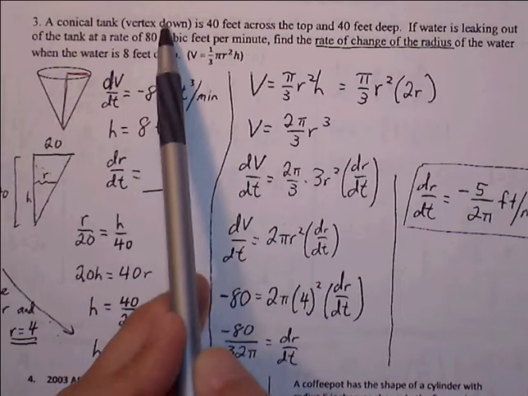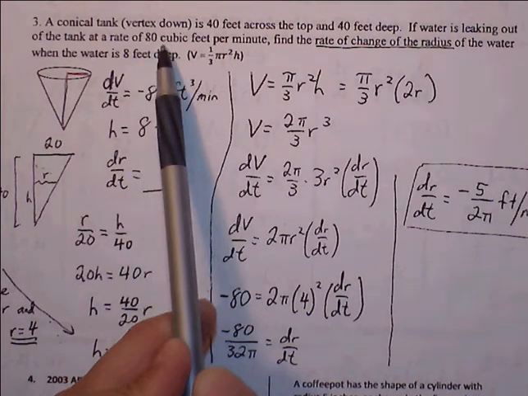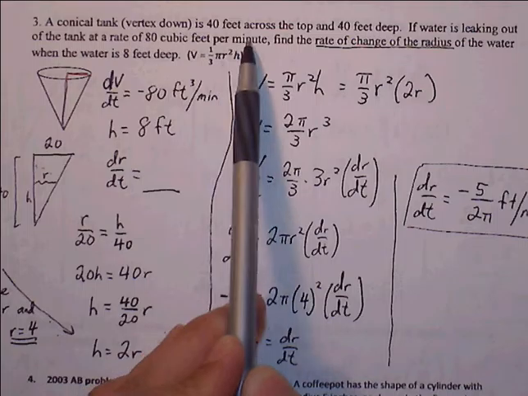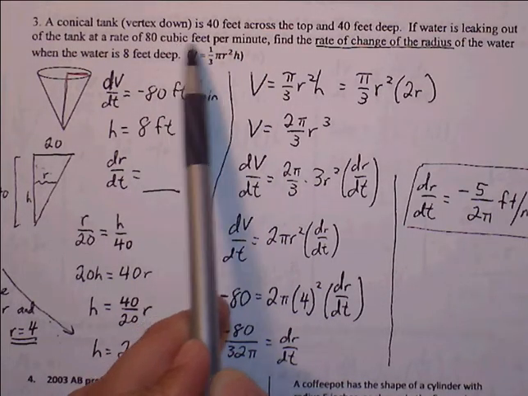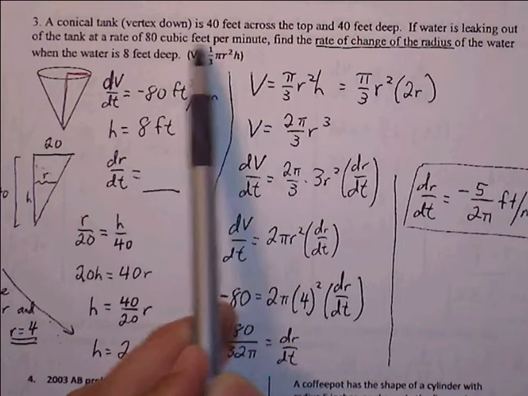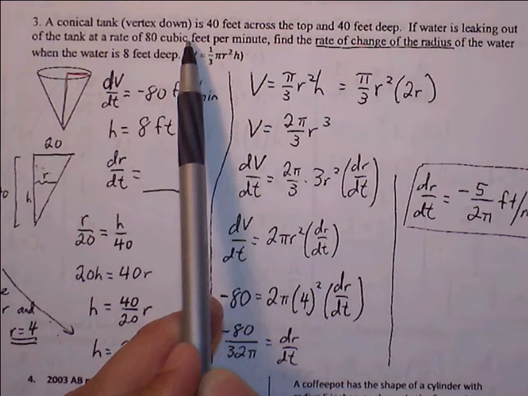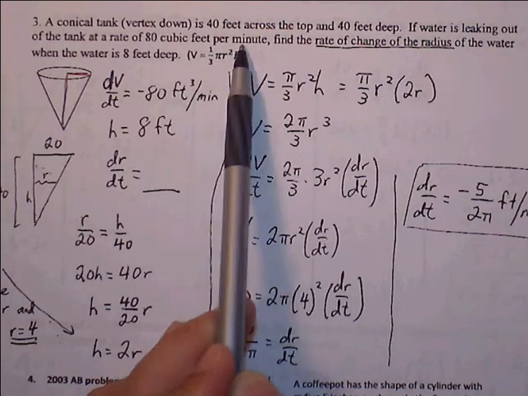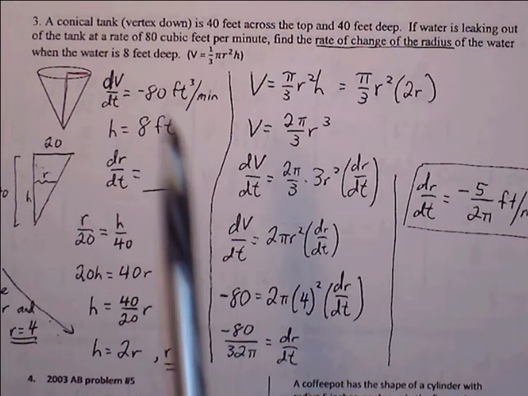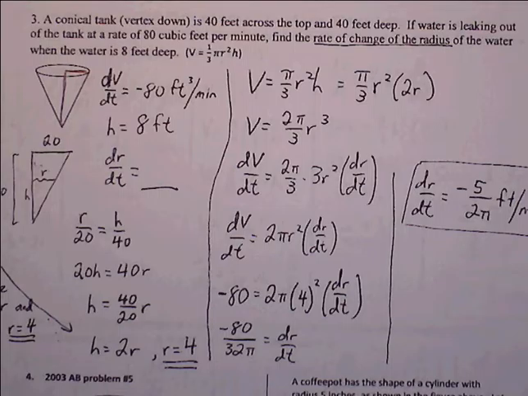Another way to tell that this is talking about dV/dt is looking at the unit of measure. The unit of measure tells us it is cubic feet per minute. Cubic feet is volume, per minute is a rate, so cubic feet per minute is going to be a volume rate of change. So the volume's rate of change will be dV/dt. So dV/dt is negative 80 cubic feet per minute.